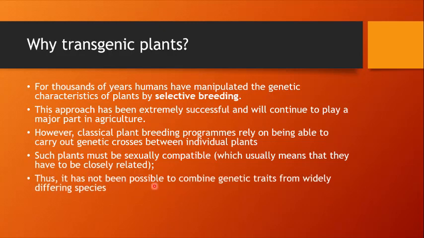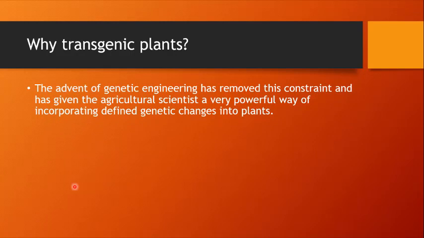So thus it has been possible to combine genetic traits from widely differing species. So it becomes a hindrance, we can say a drawback, that due to this particular problem we are not able to make genetic crosses and to combine the genetic traits of those species which are different from one another. So the advent of genetic engineering has removed this constraint.